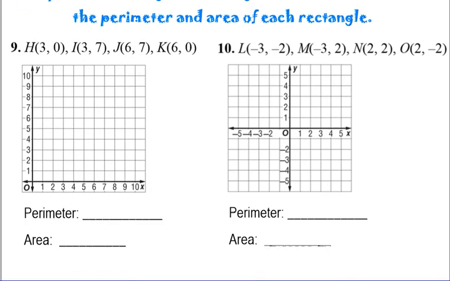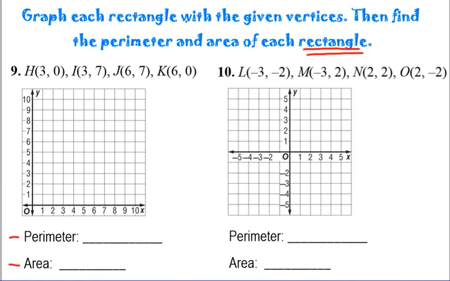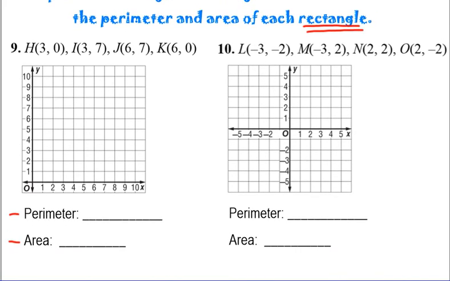All right, you go ahead and try these, and I'm going to do them at the same time. Now, this is not asking you to classify. This is asking you first for perimeter and then for area. So keep in mind that the perimeter is the distance around, and our directions tell us that these are all going to be rectangles. Okay? All right, you go ahead and do it, and I'll do it as well.